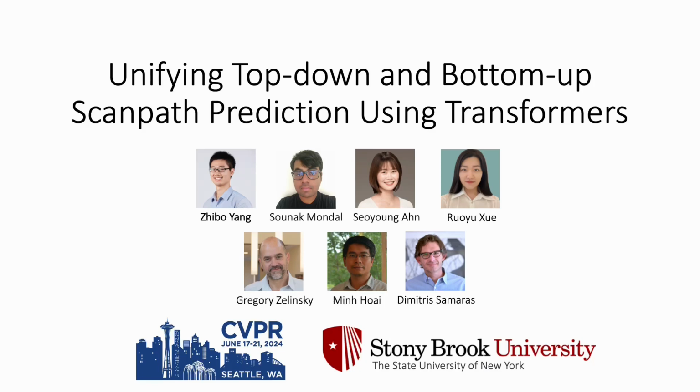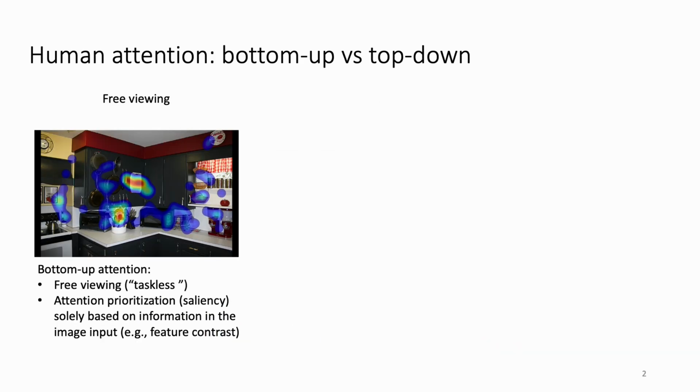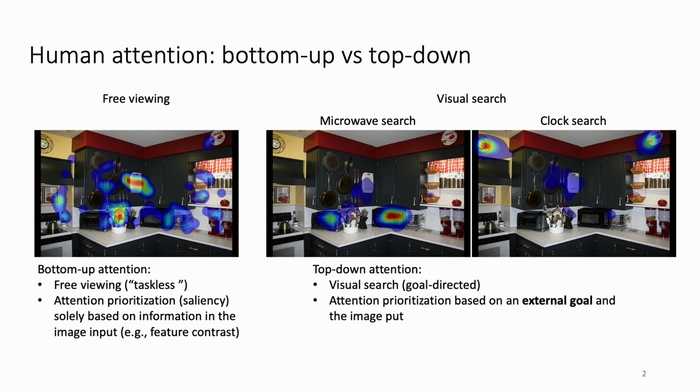I'm very excited to share with you our work on unifying top-down and bottom-up attention prediction using transformers. In general, human attention comes in two forms, bottom-up and top-down. The bottom-up attention refers to the attention of a person when viewing the image freely. On the contrary, the top-down attention is not only affected by the image content, but also controlled by an external goal of the person.